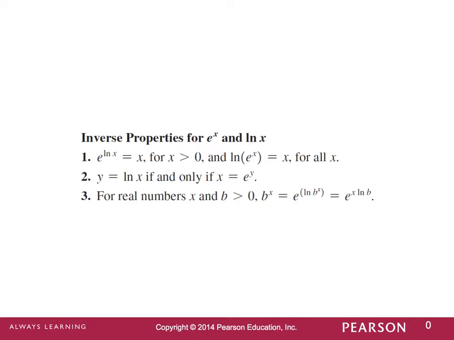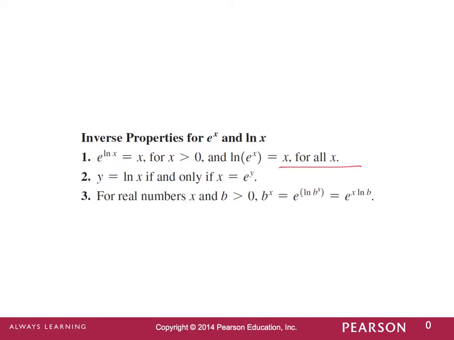so if we have natural log of x in our exponent of e, that is simply x for all x greater than 0, because we can't have a negative inside of a natural log, and we can't take the natural log of a 0. And the natural log of e to the x is equal to x for all values of x.